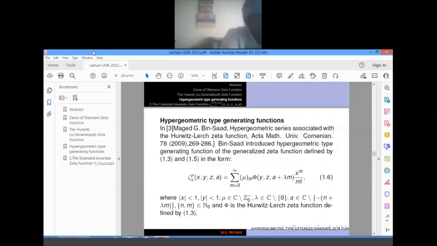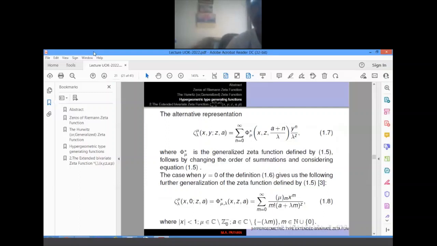In this way, we have this type of Hamilton series, which was given in 2009. Then, next, in the same paper again, we have an alternative representation. This alternative representation is given by zeta lambda mu x y z a, equal to the right hand side, which is given in terms of phi mu star.